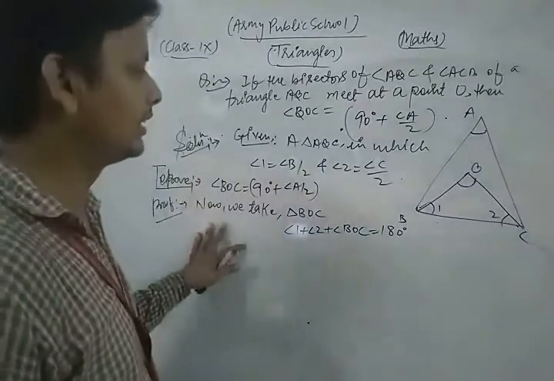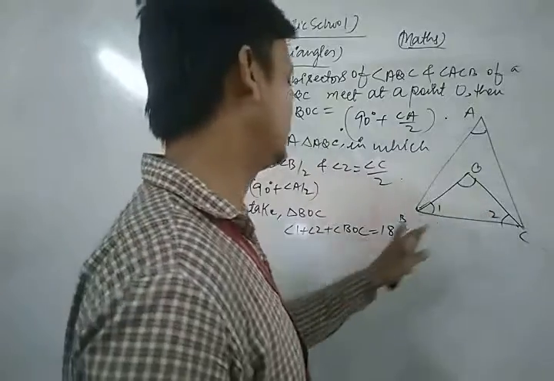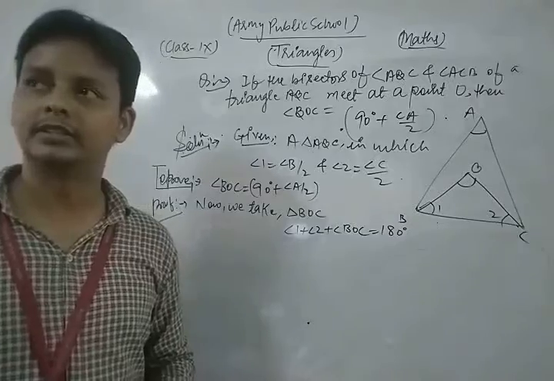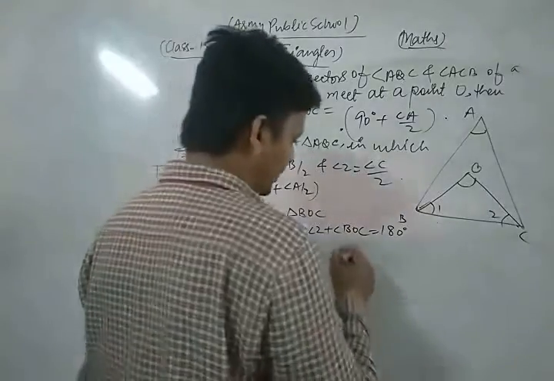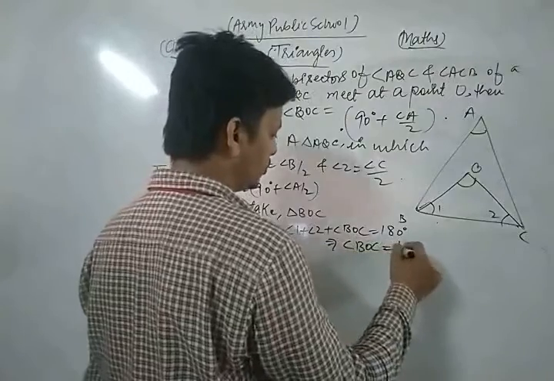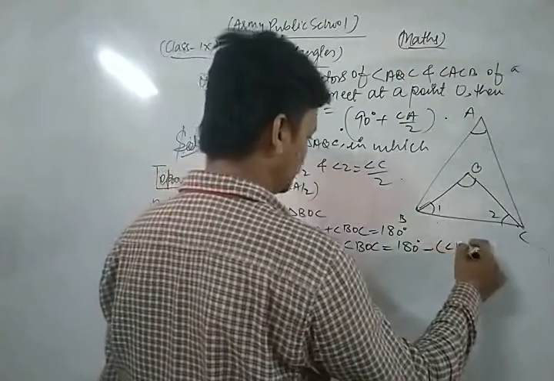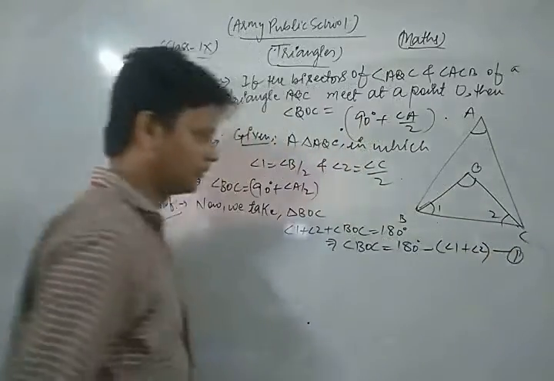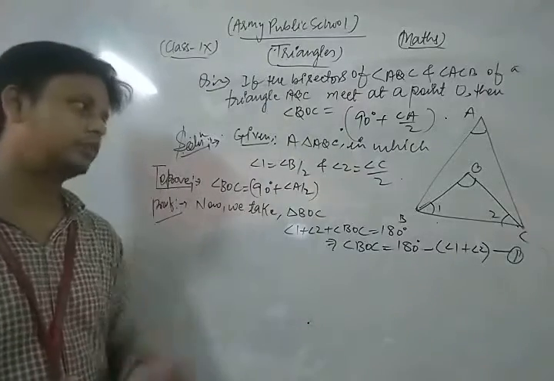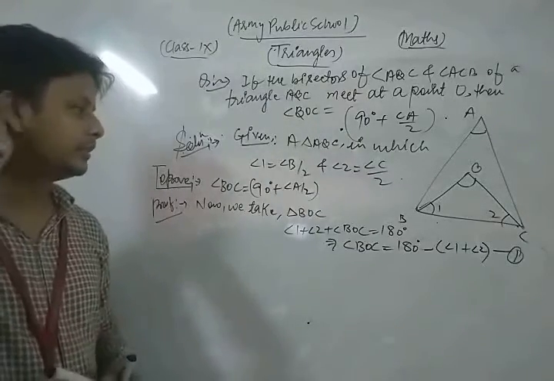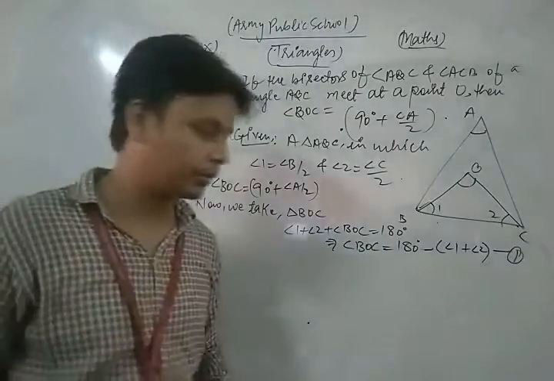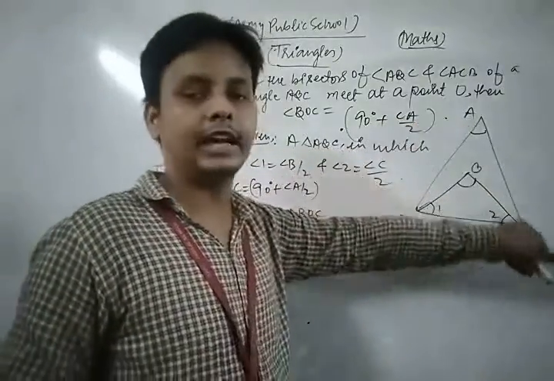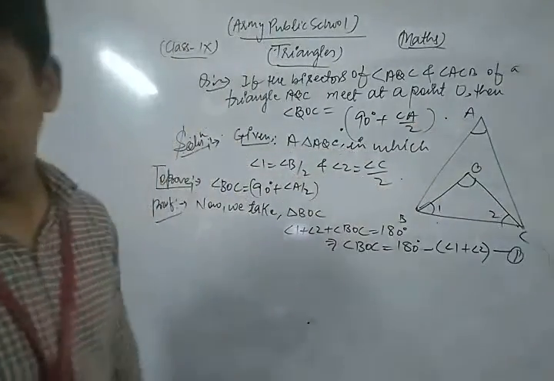Now we take triangle BOC. This is angle 1, angle 2, and angle BOC is equal to what? From here, the value of angle BOC is equal to 180 degrees minus (angle 1 plus angle 2). Take this as equation number 1. So in this way we find the value of angle BOC. Now we take the whole triangle ABC and again apply the angle sum property of the triangle.